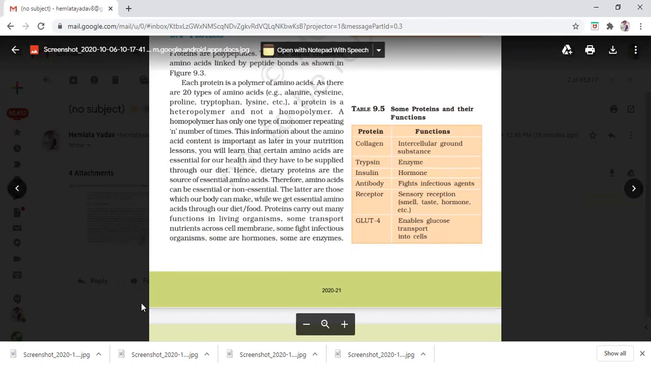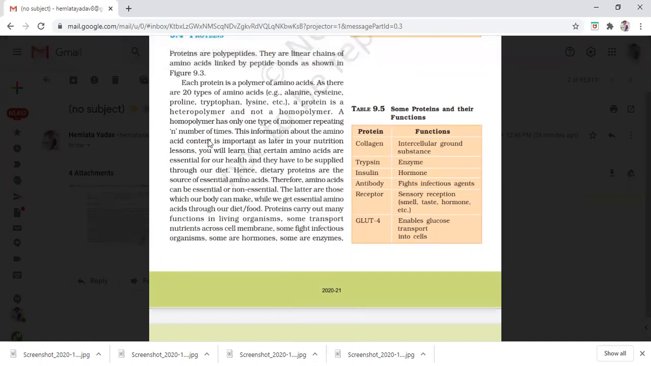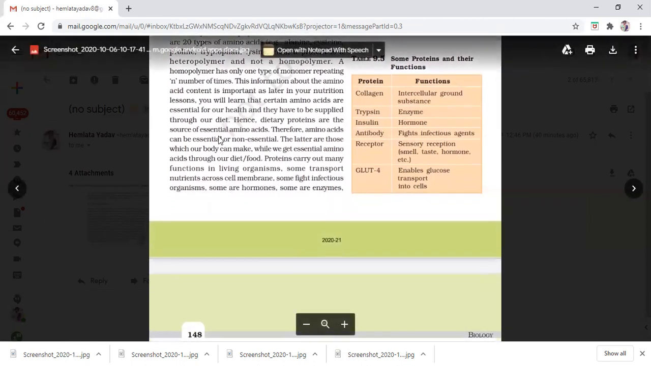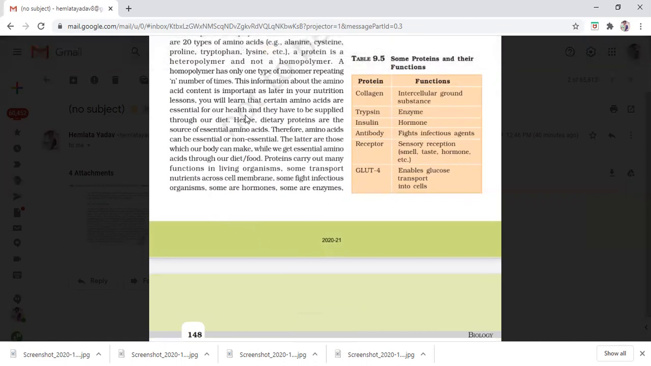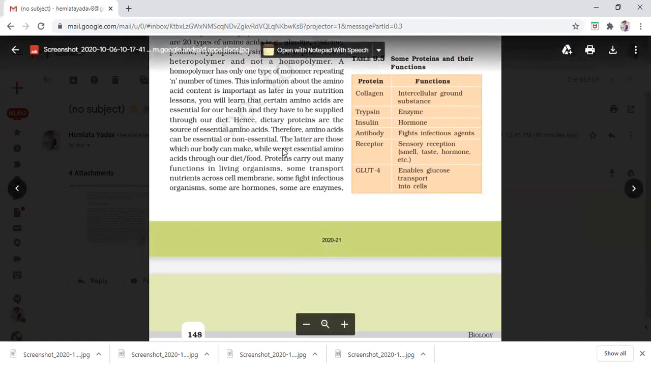A homopolymer has only one type of monomer repeating n number of times, but here no protein has only a single amino acid repeated many times. So it is not a homopolymer. They are generally heteropolymers. They have different kinds of amino acids. This information about amino acid content is important, as later in your nutrition lessons, you will learn that certain amino acids are essential for your health and they have to be supplied through our diet. Hence, dietary proteins are the source of essential amino acids. Therefore, amino acids can be essential and non-essential.